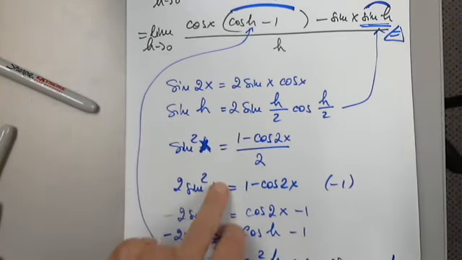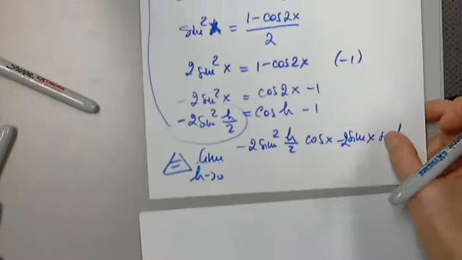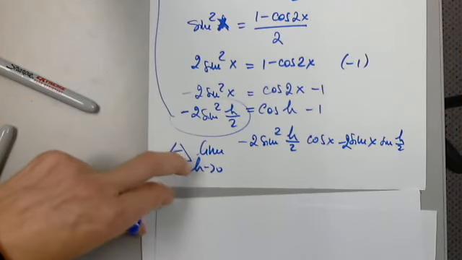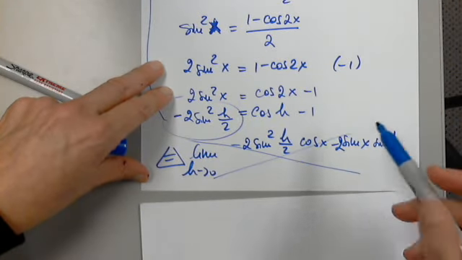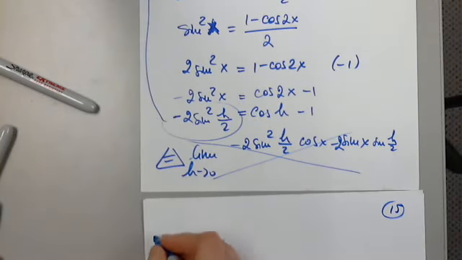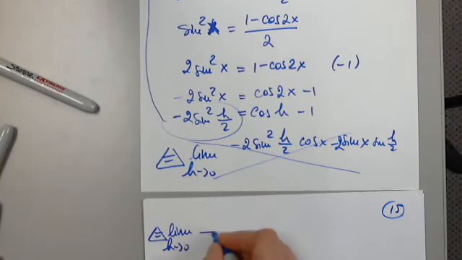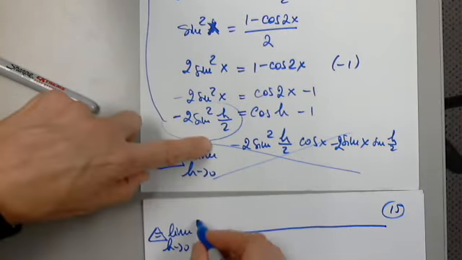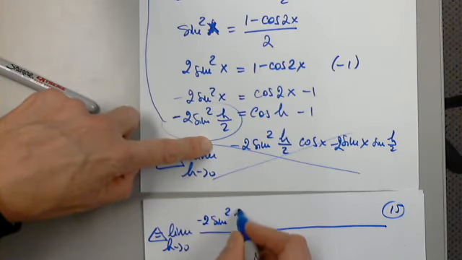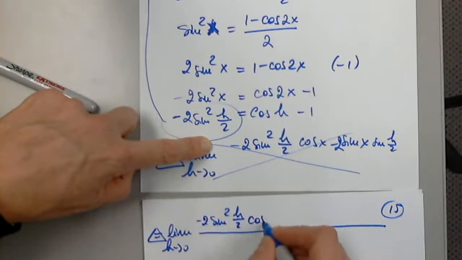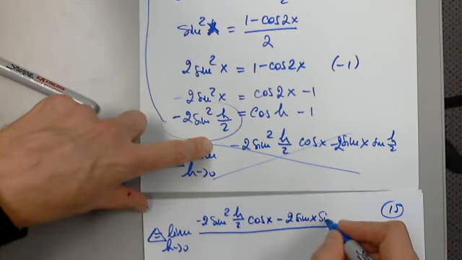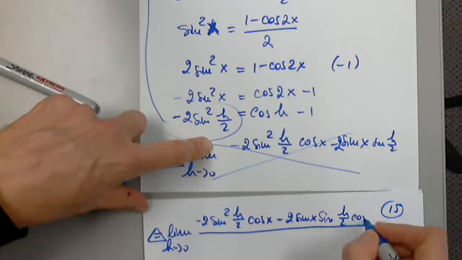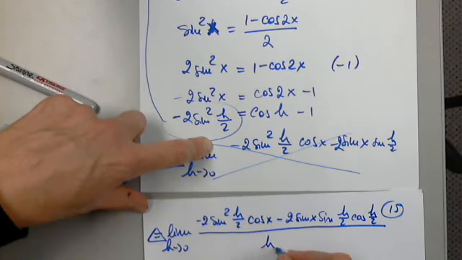I always run out of room. You already know that. So let me write a little bit smaller. I'm going to cross this out. So limit as h approaches 0 from -2 sine squared h over 2 cosine x minus 2 sine x sine h over 2 cosine h over 2, over h.